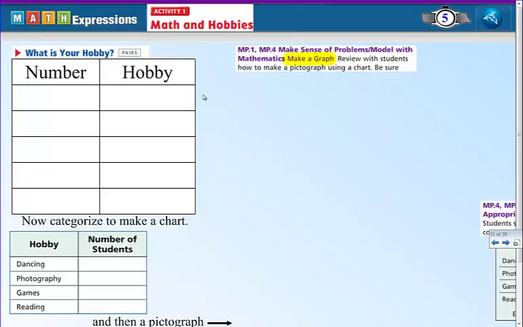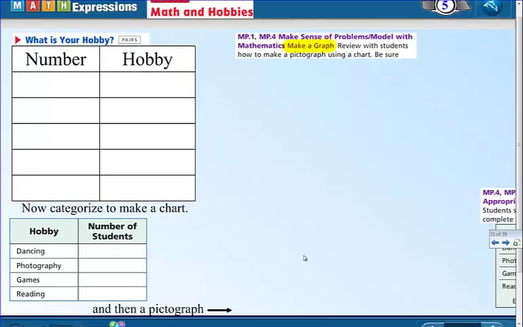We're going to try and find out how many like to do dancing, how many like to do photography, how many like to do games. I'm sure there's not too many people that like to do games on their iPods or on their Xbox or Wii. But there's probably a lot of you that like to read. So let's show you how to make a graph. And not only do we want to make a graph, we want to make a pictograph.